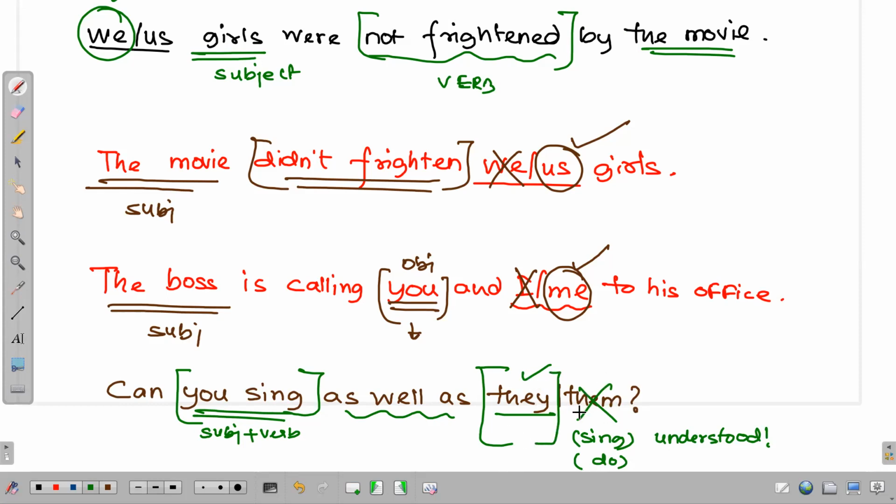So even if it is not there, we will put they in competitive exams, not them. While talking, even if you've put them, it's okay, it's fine. Nobody's going to check you. So can you sing as well as they do? Ring this in your mind that, okay, as they do, there has to be a verb followed by it. So the subject needs to do the verb. So therefore, it has to be a subject. So I hope you'll keep that in mind.